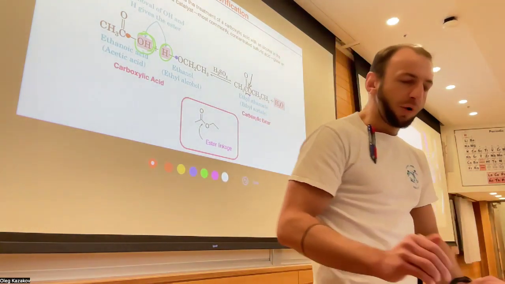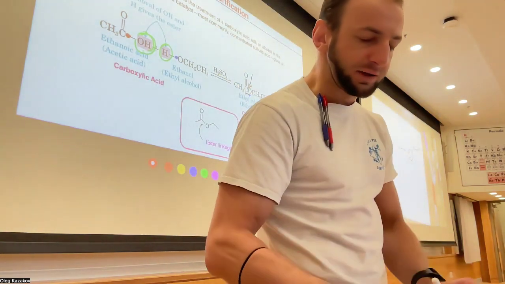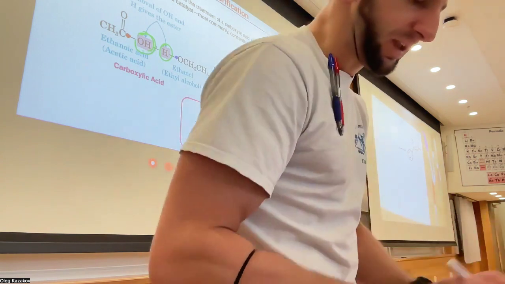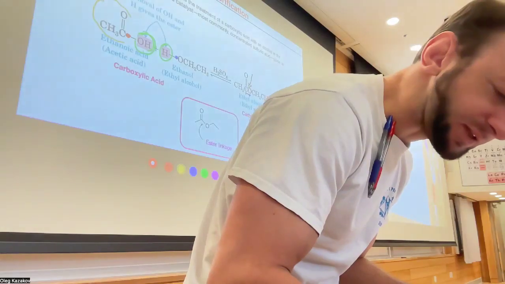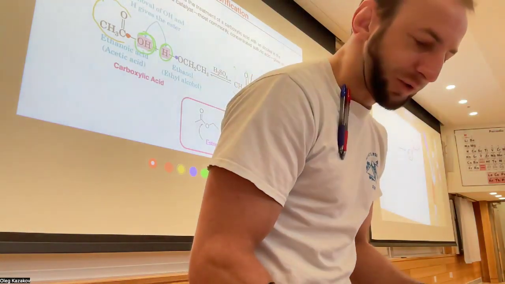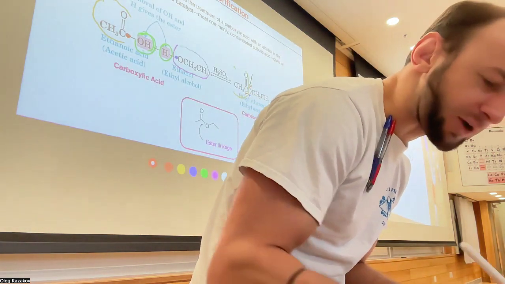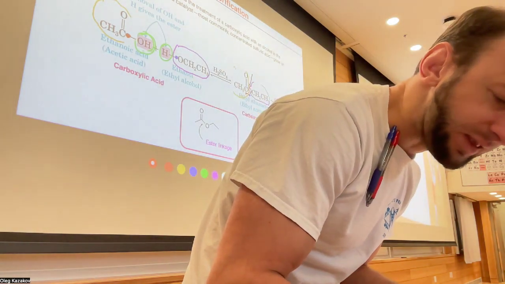Whatever was here up to the carbonyl, in our example, that came from the acetic acid. Let's make it maybe yellow. So that's your yellow part right there. Then we also have the purple part, which came from the alcohol, sorry. So that's your purple part right here.